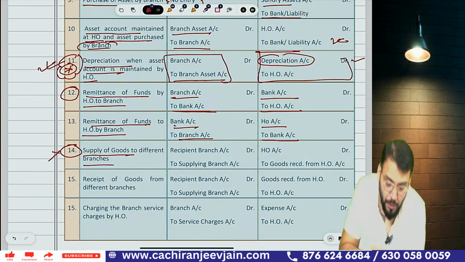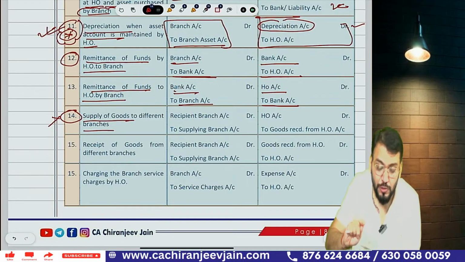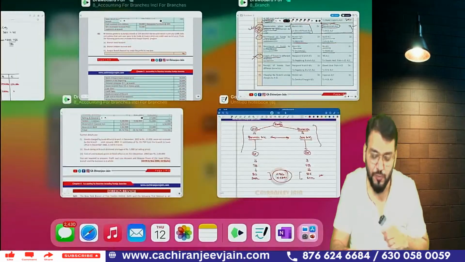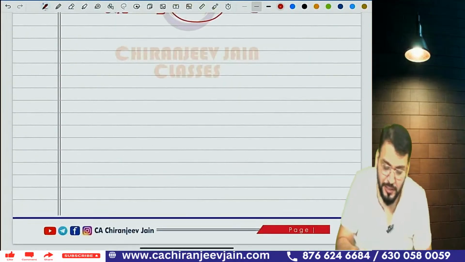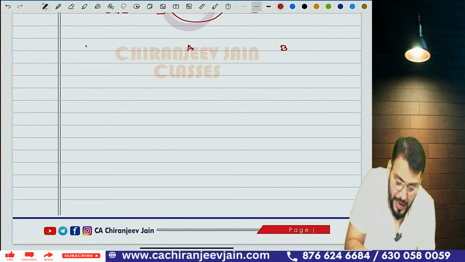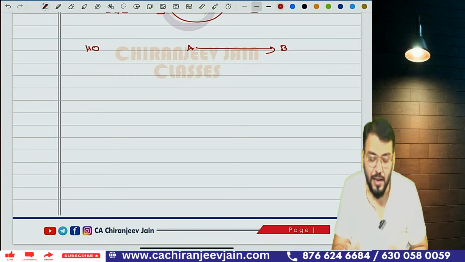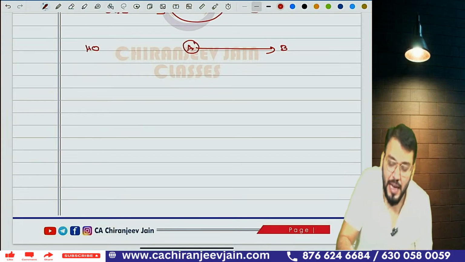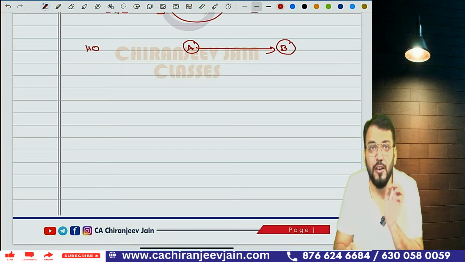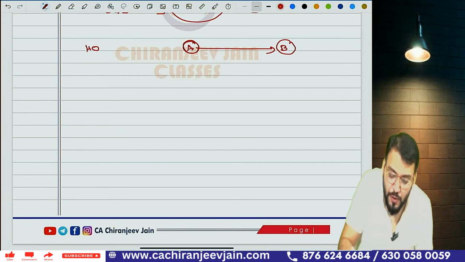This is also very important. Normally whenever there is a supply of goods to different branches, I will explain this with one transaction. Suppose there is one branch A, there is one branch B, there is one head office. Correct now. So A has transferred goods to B. Now can you see in the books of A and in the books of branch B, we maintain goods received from head office account.